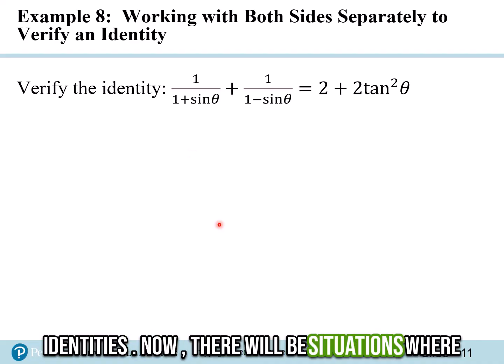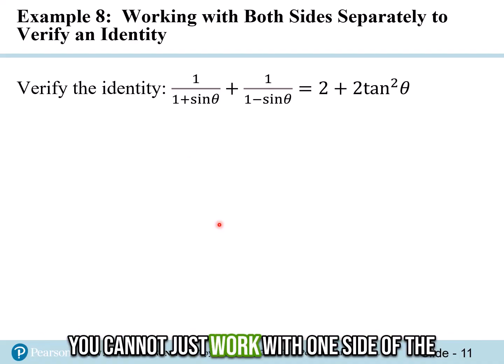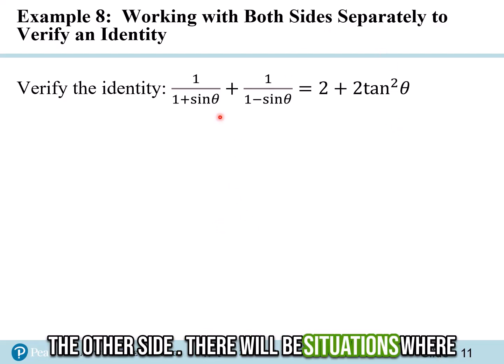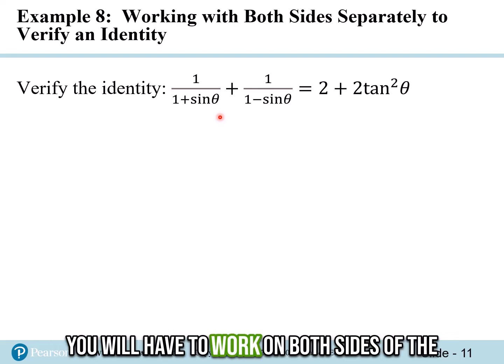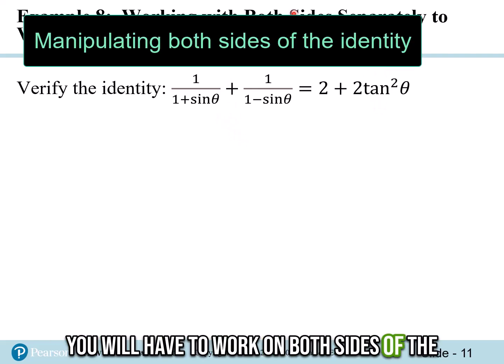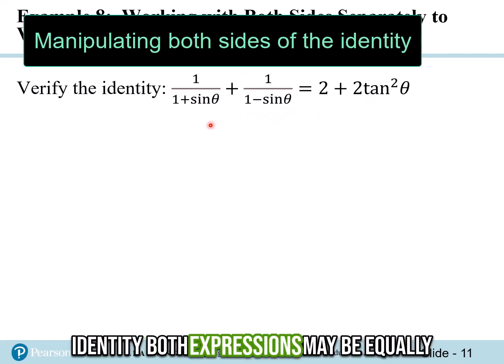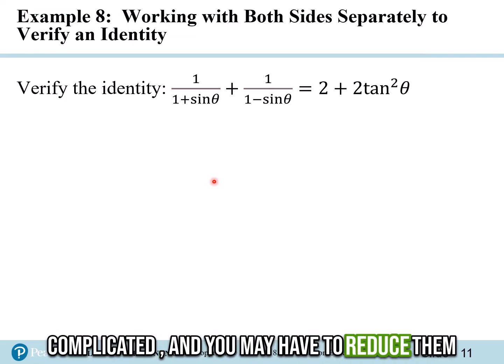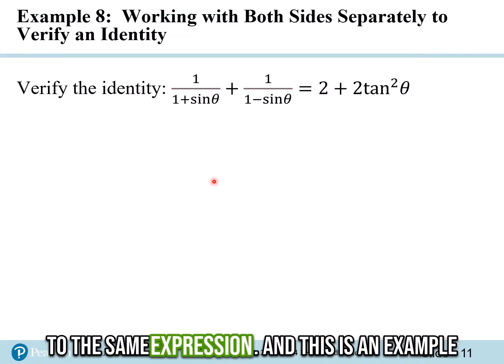Now there will be situations where you cannot just work with one side of the identity and reduce it and get the expression on the other side. There will be situations where you will have to work on both sides of the identity. Both expressions may be equally complicated and you may have to reduce them to the same expression. And this is an example of that.